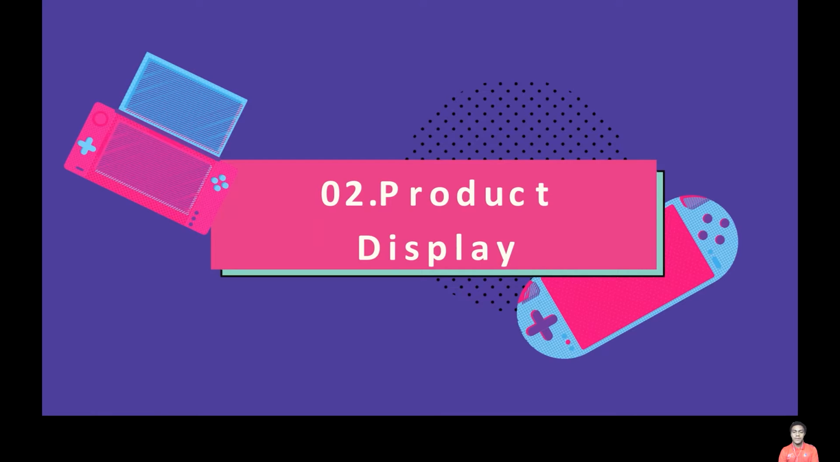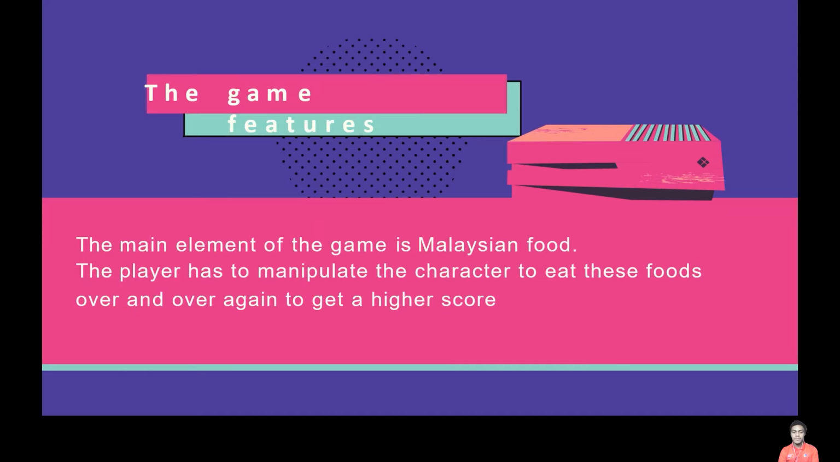Next, for the product display, we use Malaysian culture elements to make the game theme, game background, game character, and game background music. All of the elements are from Malaysian culture. For the game features, the main element of the game is Malaysian foods. The player has to move the game character either to the right or left to eat these foods over and over again to get a higher score in this game.